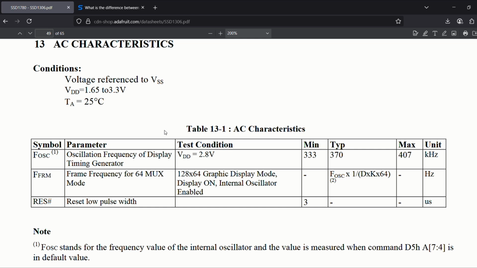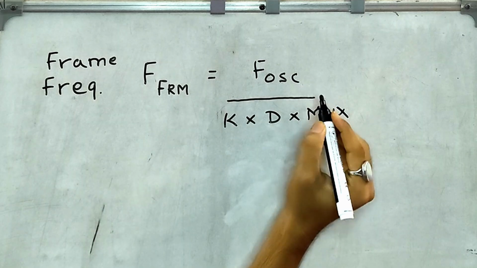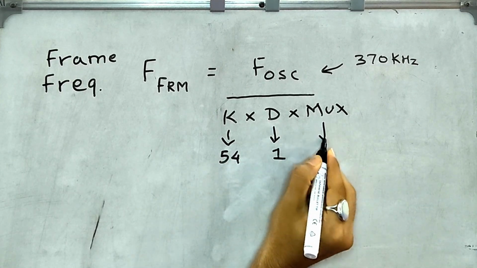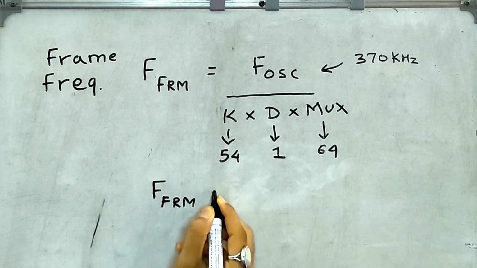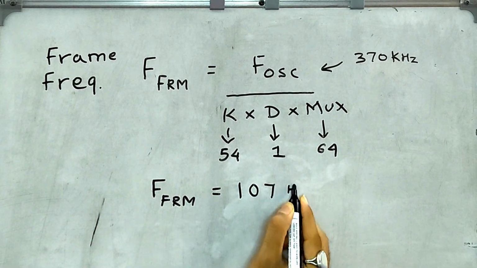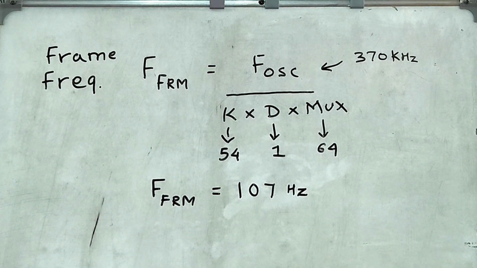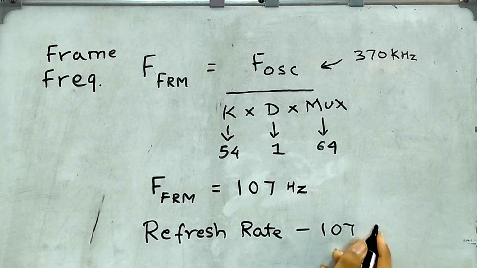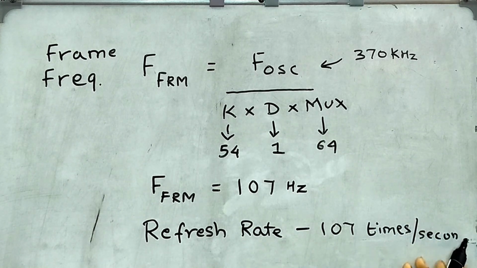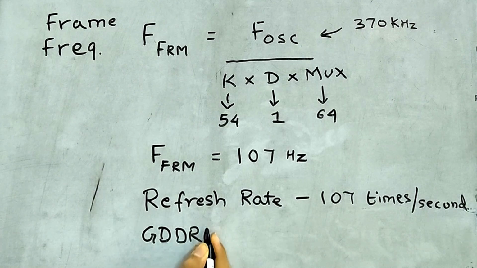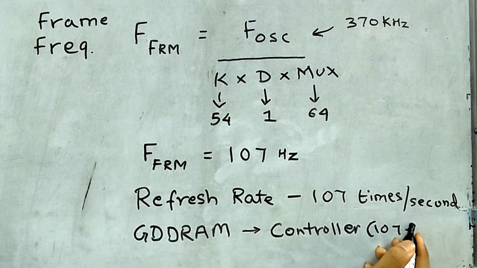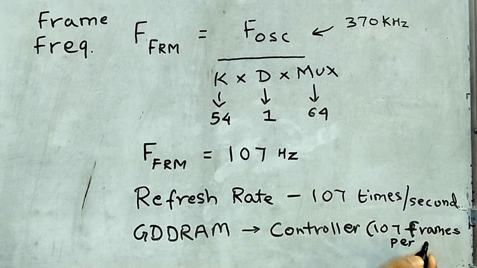This might be slightly different when we are using a 3v3 supply, usually a bit higher in practice. But for now, let's assume the typical FOSC value of 370 kHz. When we plug that into our formula, we end up with a frame frequency of around 107 Hz. This means the OLED display refreshes its screen 107 times per second, or more precisely, the display controller fetches the GDDRAM data 107 times every second to update the pixels.